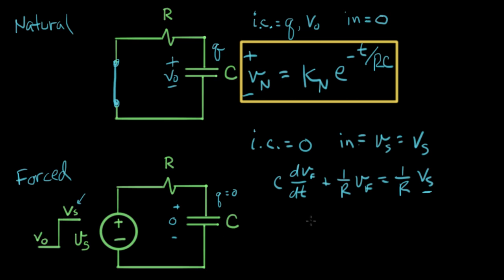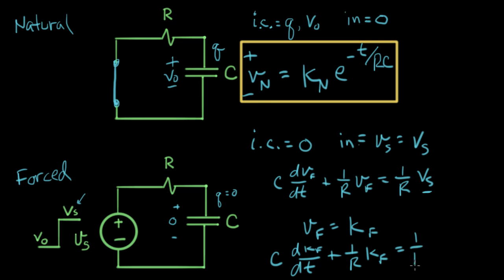So we're going to make a guess here that the forced response looks like some constant, and we'll call that Kf. The way we test our guess is to plug it back into the differential equation. So I'm going to do that. All right? So we'll get C times the derivative of Kf with respect to time plus 1 over R Kf equals 1 over R times Vs.